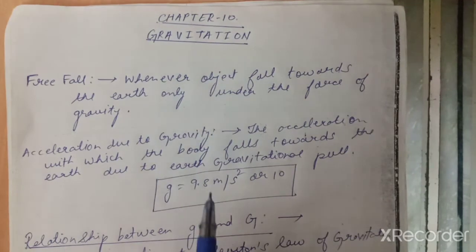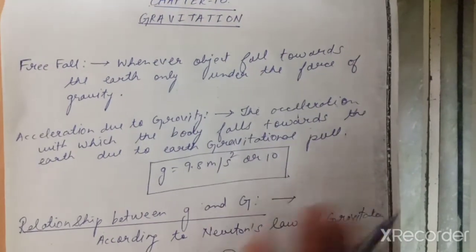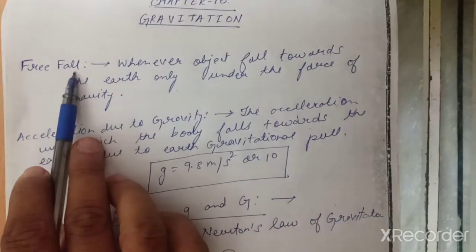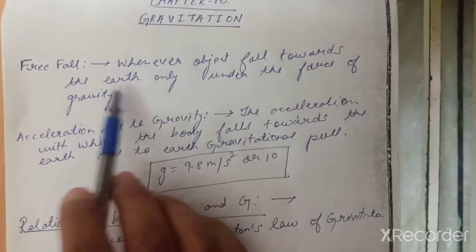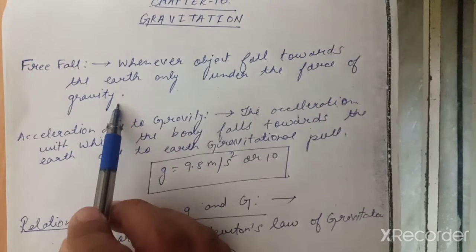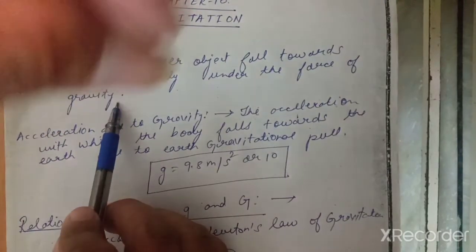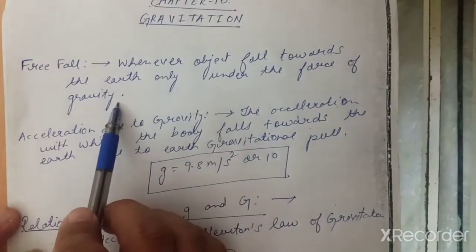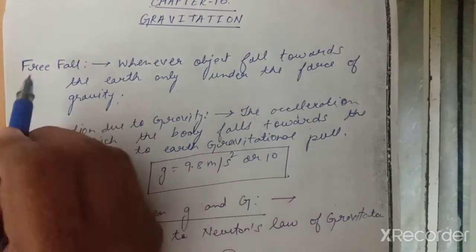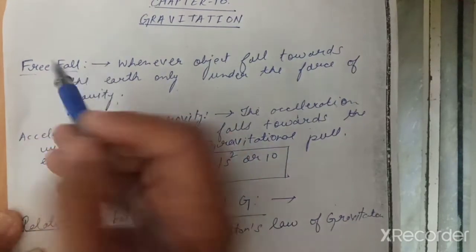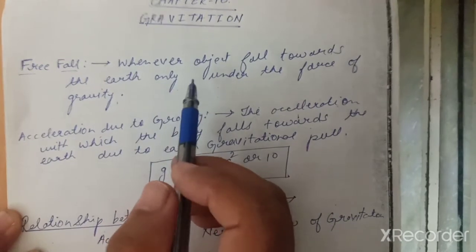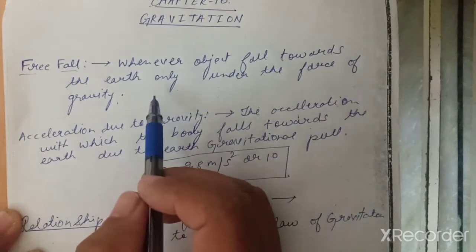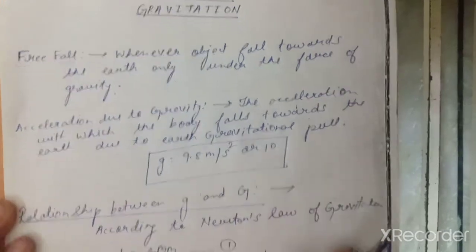Now, today we are considering the next definition, that is, what is the meaning of free fall? Whenever an object falls towards the earth only under the force of gravity. When we are just dropping the object and it is falling freely under gravity, that body is said to be under free fall. Okay. So whenever an object is thrown and it freely falls under gravity, that will be called free fall.